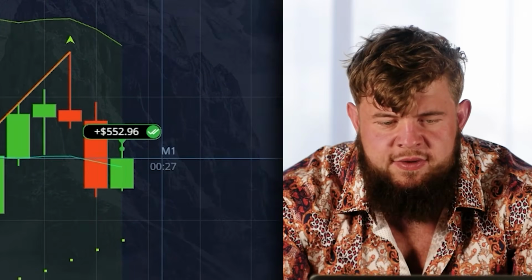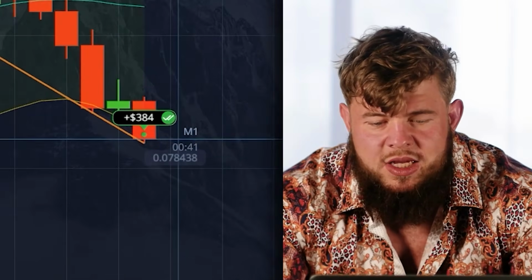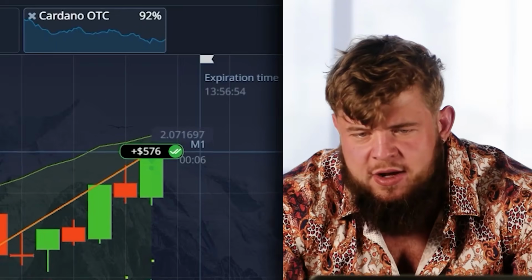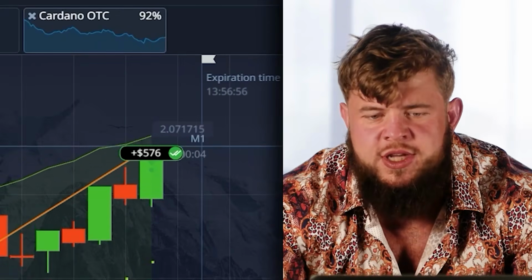So $552 we have right now on the deposit, $736. One more profitable trade. Yep, so that's it. We have $1,242 on the account.